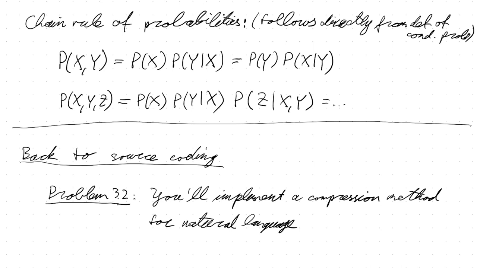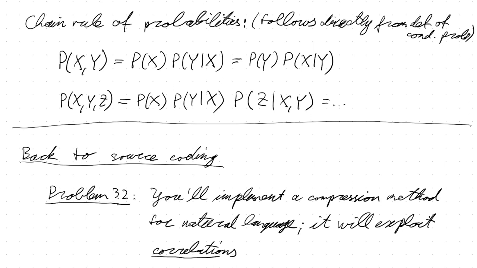It will actually be quite performant, even though it's a very simplistic model. In order to achieve this performance, it will exploit correlations between symbols, where the symbols in this model are characters. So it will use a probabilistic model that explicitly models correlations between characters in your message. And I should have noted this: whenever we've defined what independent random variables are, if two random variables are not independent, then we say they are correlated.